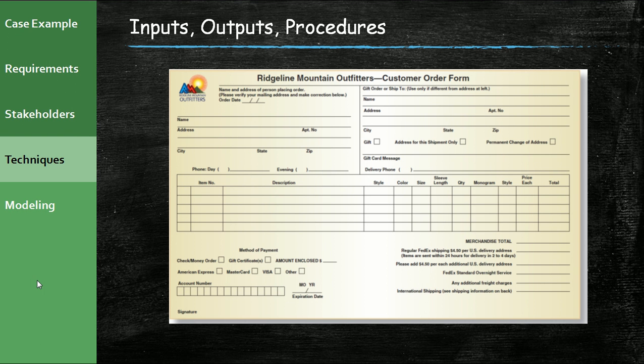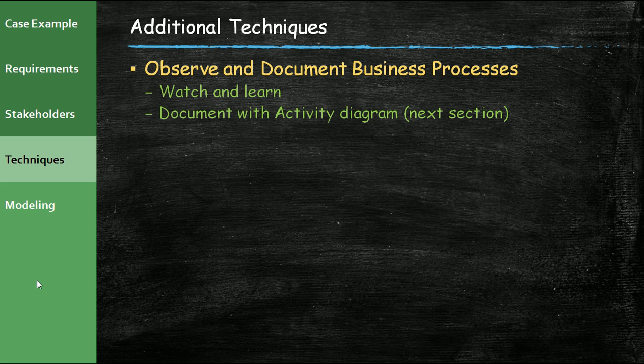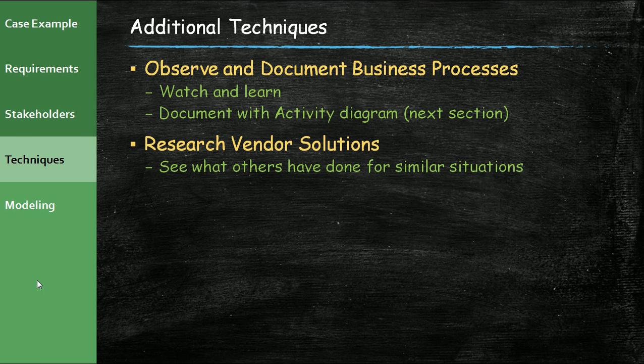So here's an example of an artifact, a customer order form. This might be the order form from the catalog, right? So even though it's the order form from the catalog, this probably tells you what you need to know for the online forms as well, because you're going to have to capture all the same information. Some additional techniques: we can observe and document business processes, watching and learning. And then we can document those with an activity diagram, which we're going to talk about in the next unit. We can research other vendor solutions. So that can give us some insight as to what other people have done or how other people have solved this problem.